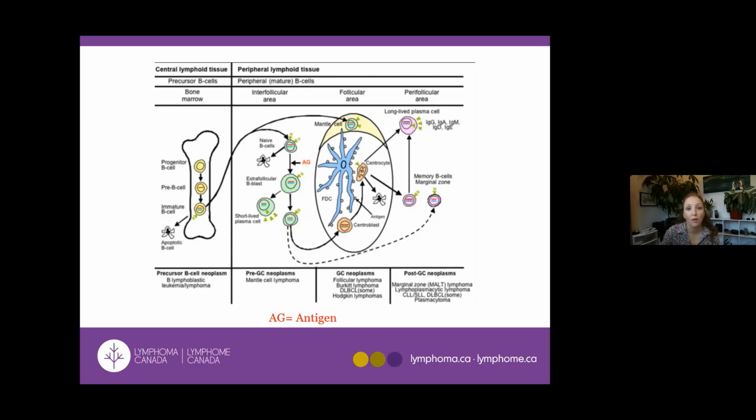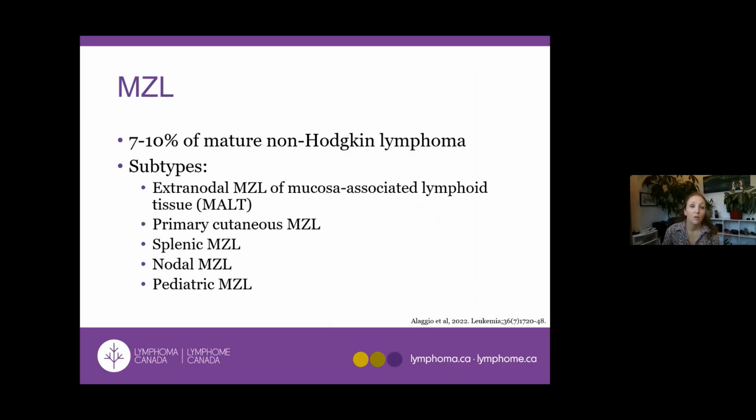So you can see that on the far right, and that's actually where marginal zone lymphoma can come from. This makes up about 7 to 10% of mature non-Hodgkin lymphoma. Again, it is the second most common type of indolent lymphoma, but certainly much less common than follicular lymphoma. There are multiple different subtypes, and this was just updated this past year because they made some changes to the classification system.